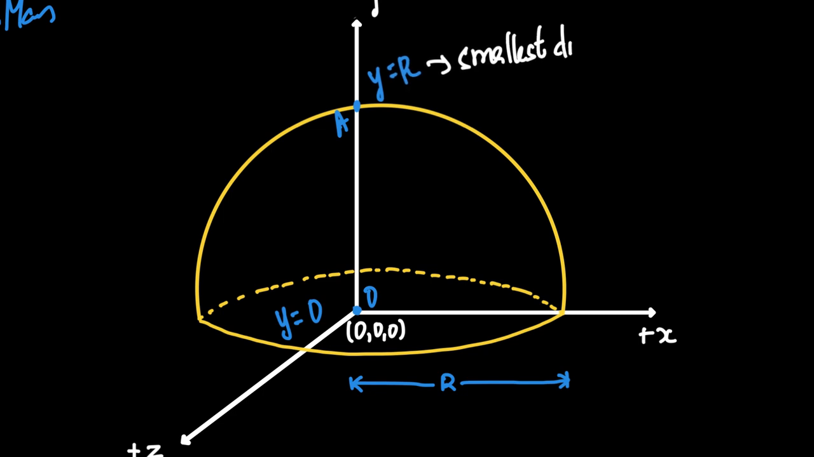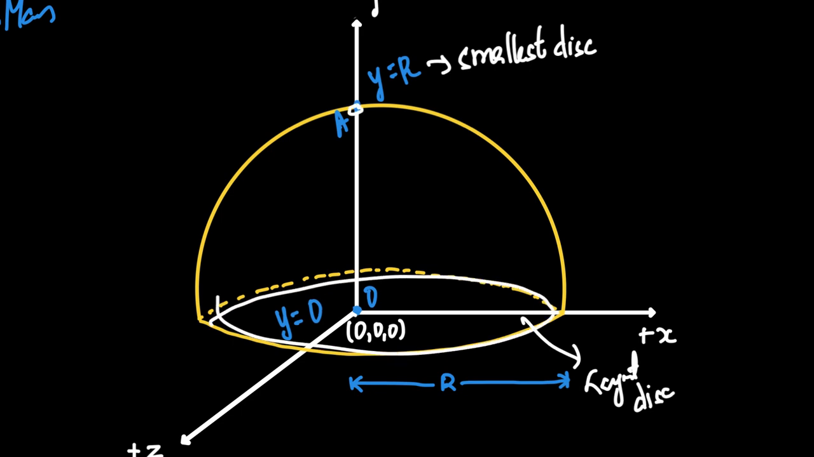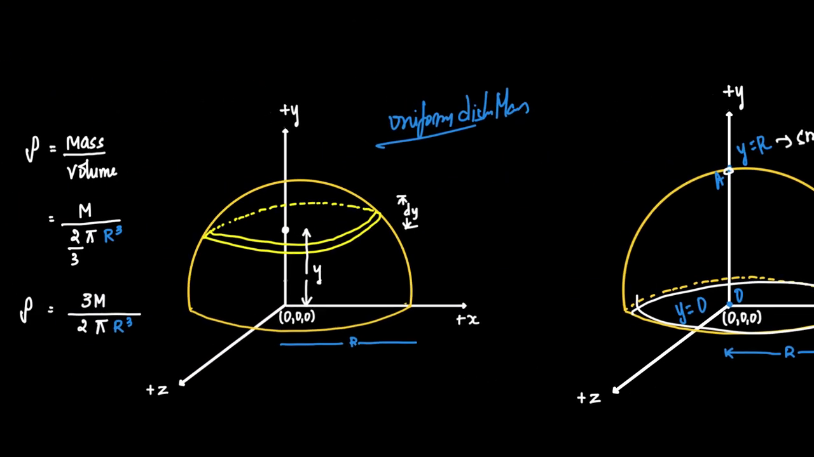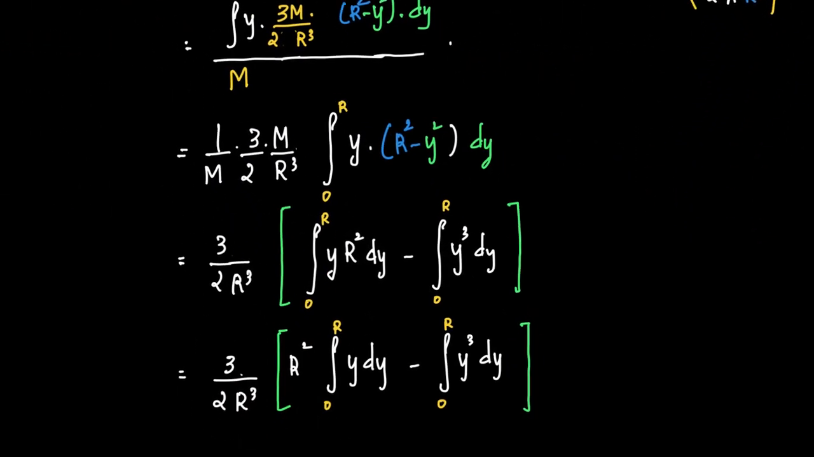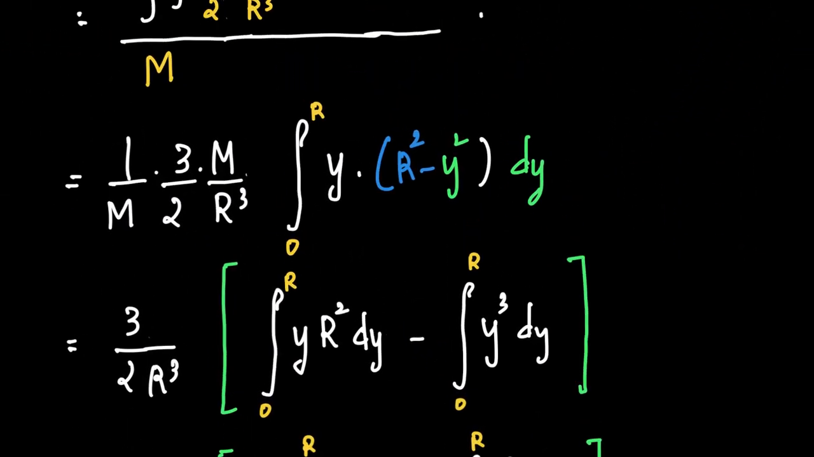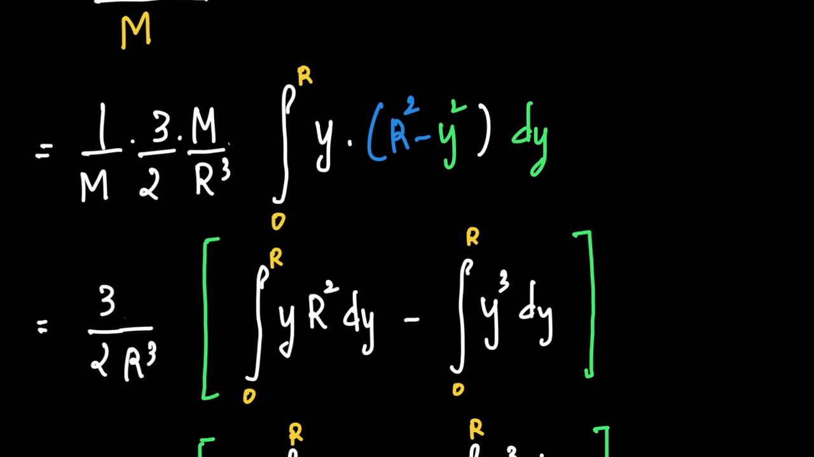So this here represents the smallest disk, and this here represents the largest disk. If you were to compare like this, this is one disk over here, and this is the largest disk. So that represents the variation of y from 0 to y equal to r. Okay. Now if you understand the limits of y varying from 0 to r, we can open the bracket.